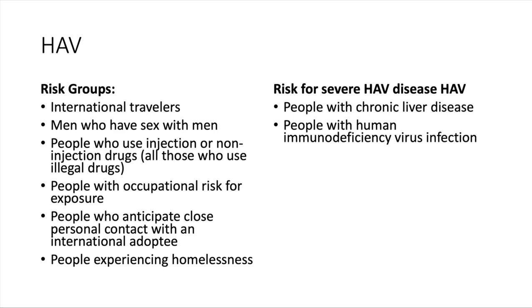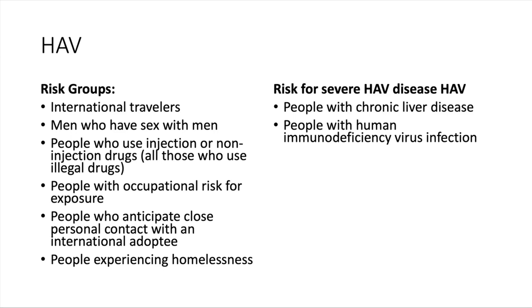Homelessness is a risk. And people among all those risk groups who are more likely to have a severe infection that may require hospitalization include people who already have underlying chronic liver disease or people with HIV. So why do we vaccinate our HIV patients against Hep A?